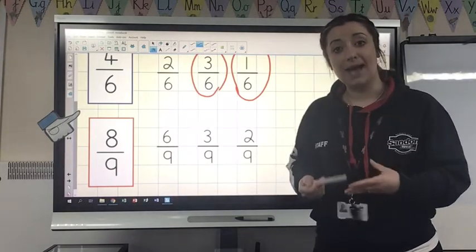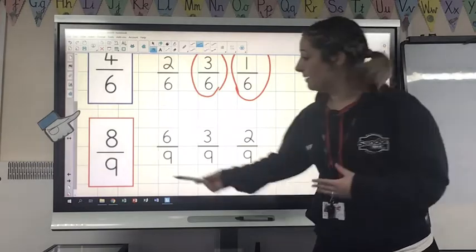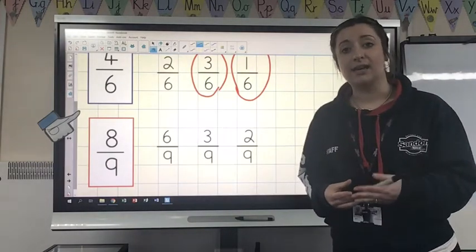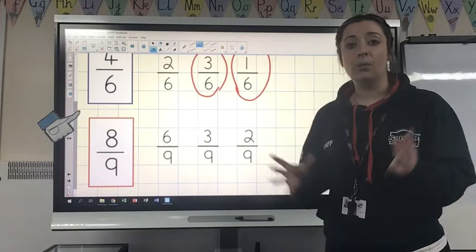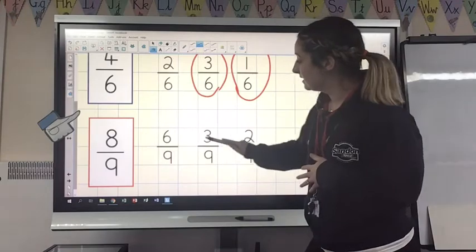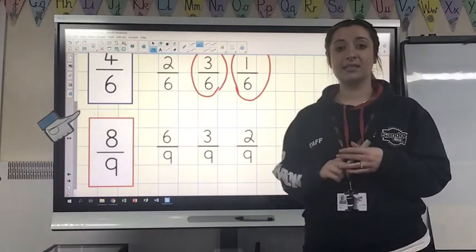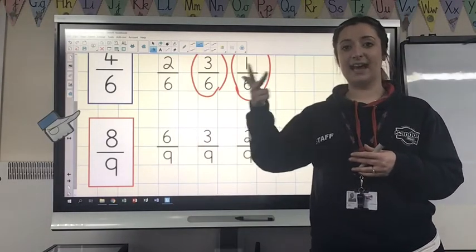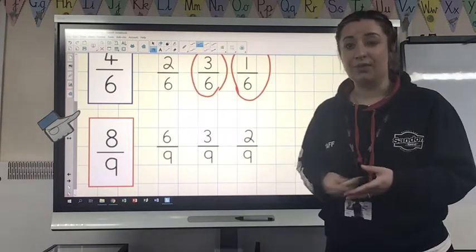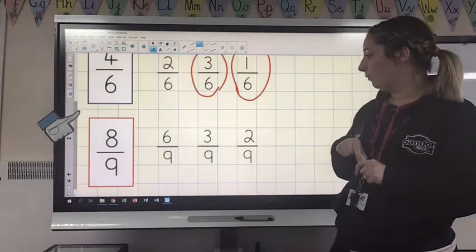Now remember, my denominator again stays the same as 9ths, so I'm only focusing on my numerator, and I need two numerators which add a total together to make 8. So let's have a look. We've got 6 and 3. 6, 7, 8, 9. 6 and 3, that would make 9/9, and I don't want that, I want 8/9. So let's have a look at another one.